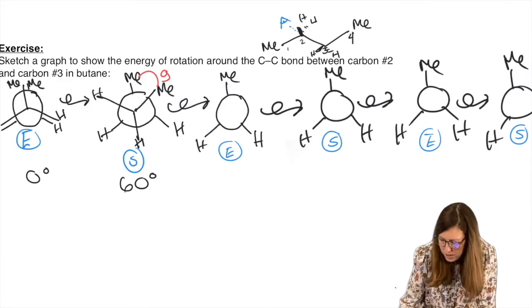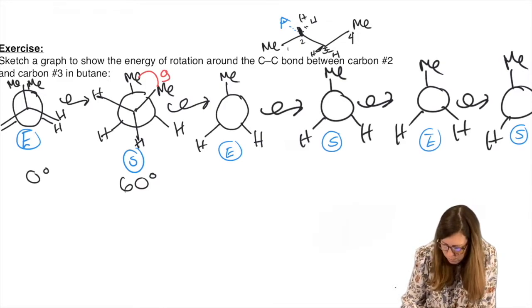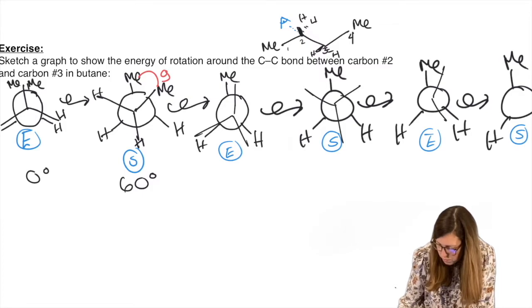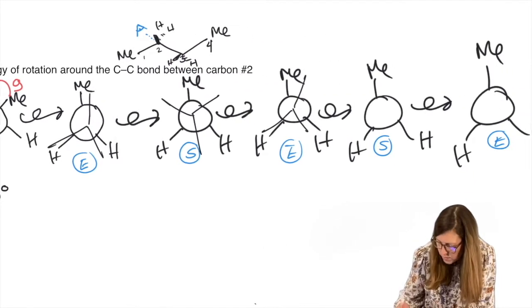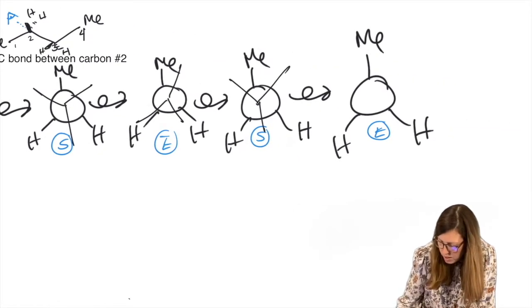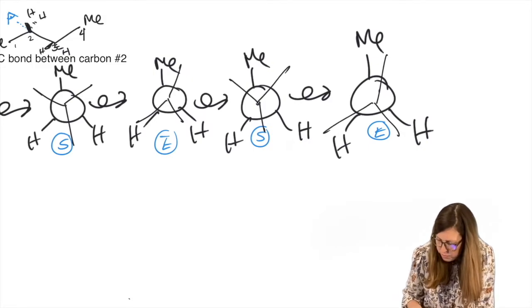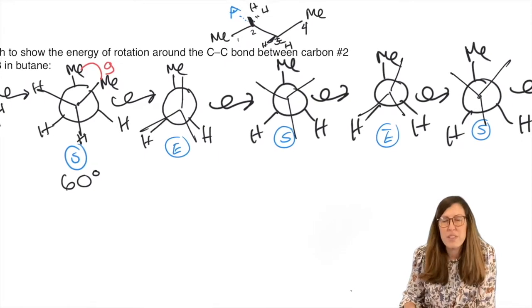So I will have eclipse now. So the front one will be eclipsed. Then I will be staggered again. Then I will be eclipsed again. Then I will be staggered again. Then I will be eclipsed again. Was I doing that before? Here, right here in the front. There we go. Now let's fill in all the things that matter.